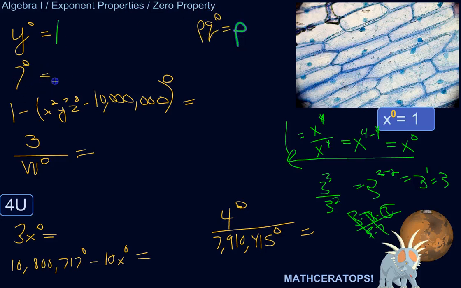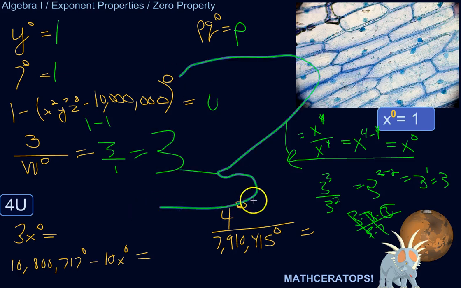7 to the 0 is 1. 1 minus the whole big expression to the power of 0 is equivalent to 1 minus 1, and equals 0. Next, 3 over w to the 0. Whoa, what's w? Who cares? Anything to the power of 0 is 1, so this is 3 over 1, which is equal to 3. Not 3 minus 3. Ignore that.